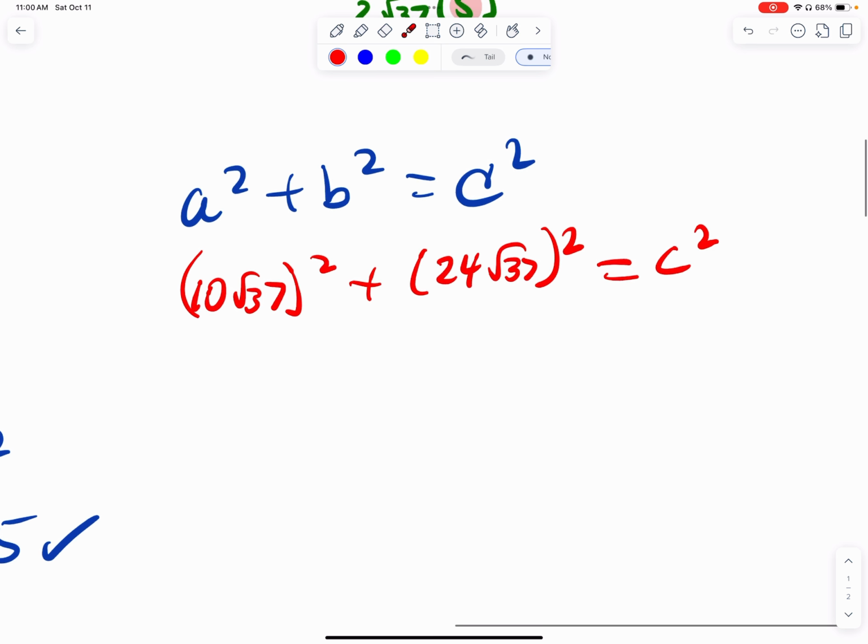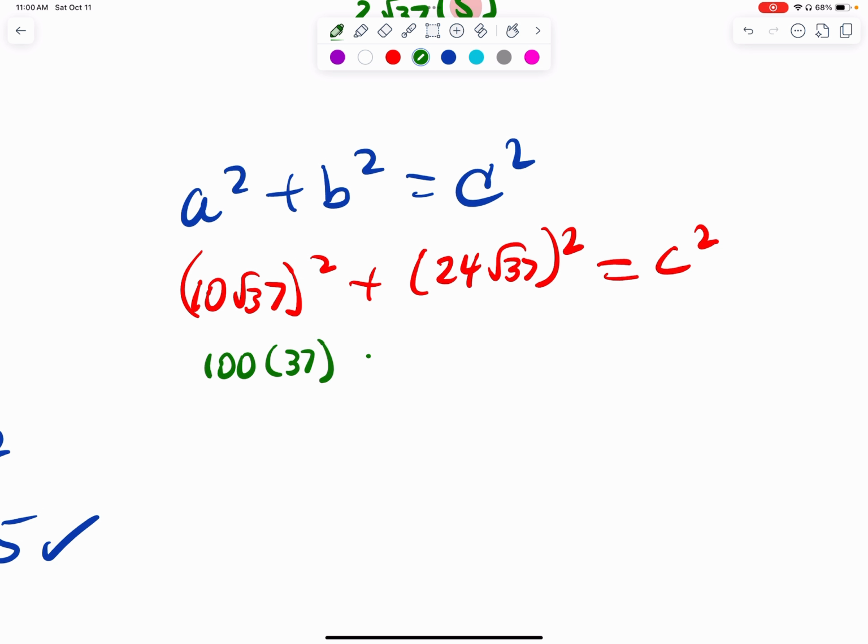Now, there's another way to do it also by hand, if you know your perfect squares, which goes like this. Whenever I square this 10 square root of 37, I know that I'm going to square the 10, which is 100. And when I square the square root of 37, the square and the square root cancel out. So I have 100 times 37. Don't multiply them, just leave it like that. Plus, the same thing is going to happen over here. So 24 is going to get squared, and the square root of 37 is going to get squared.